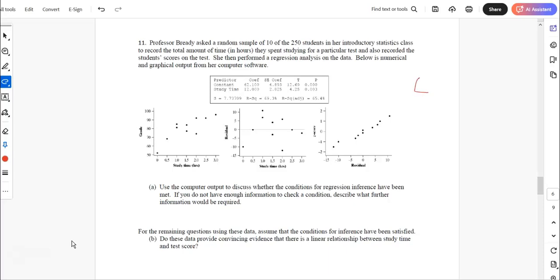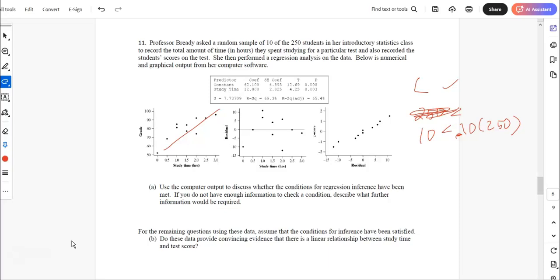So L, linear, check, because the scatter plot looks somewhat linear and the residual plot is scattered. It fits that. I is independent, and I would say that 250 students in her class, a random sample of 10. 10 is less than 10% of 250. It's a decimal point there.